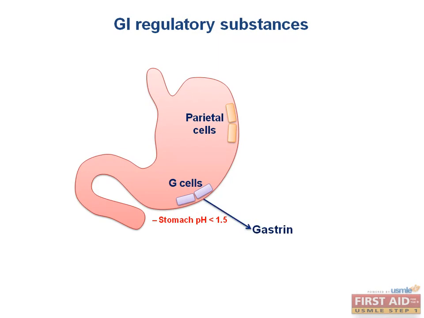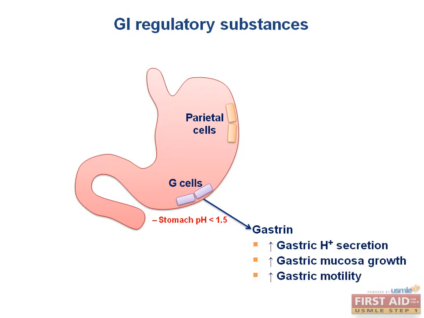Gastrin is a very typical GI hormone. It is produced in the antrum of the stomach by the G cells, which you can see here, and it's released into the circulation. Gastrin works to increase gastric acid secretion. It increases growth of the gastric mucosa, and it increases gastric motility. How does it accomplish this?